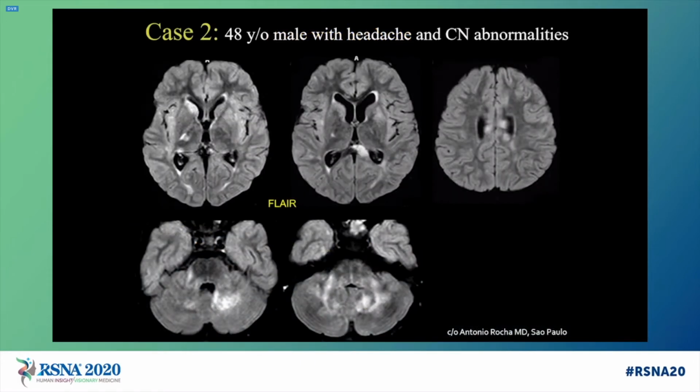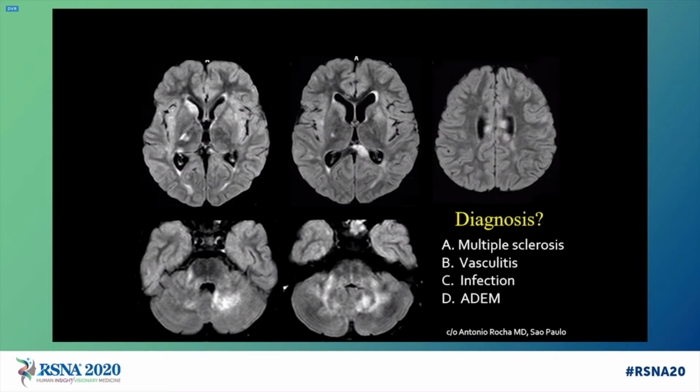This is a patient who presented with headache and multiple cranial nerve abnormalities, and we can appreciate in these axial FLAIR images that there are multiple patchy lesions of increased signal intensity in both cerebellar hemispheres, in the bilateral brachium pontis, in the posterior limb of the right internal capsule, head of the right caudate nucleus, splenium, and body of the corpus callosum. So as usual, we come up with our list of differential diagnoses.